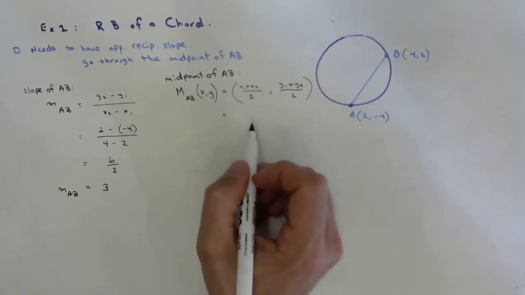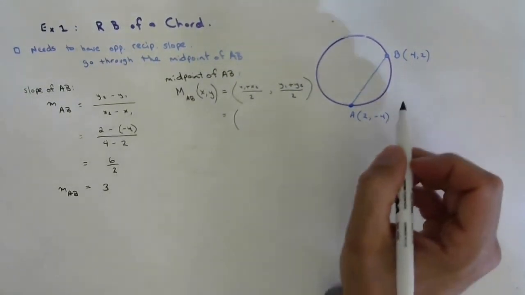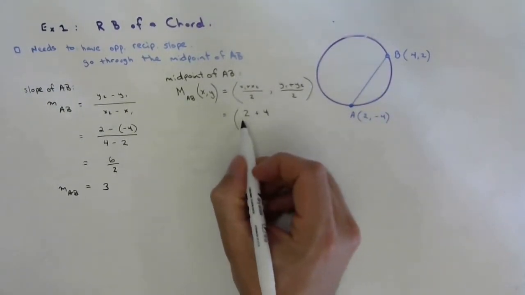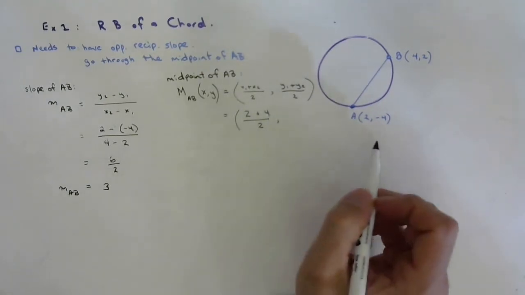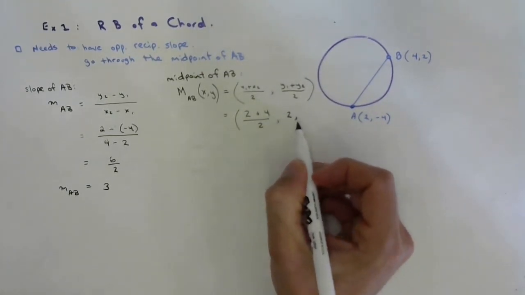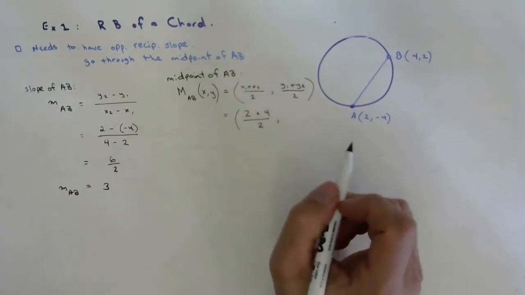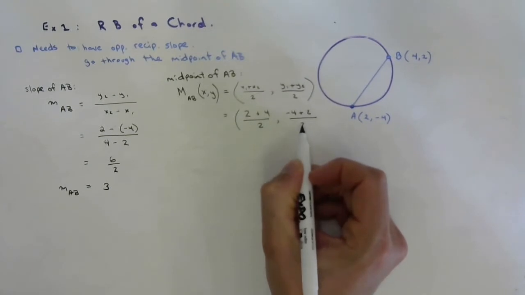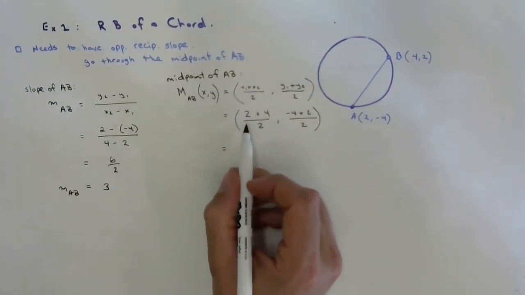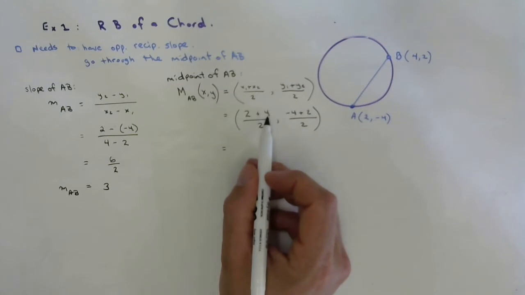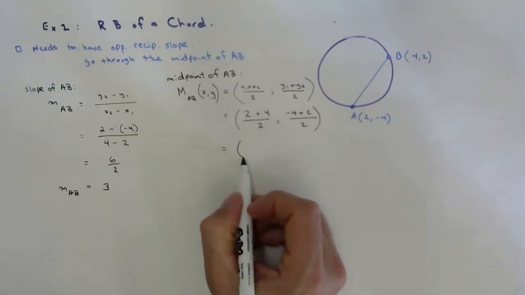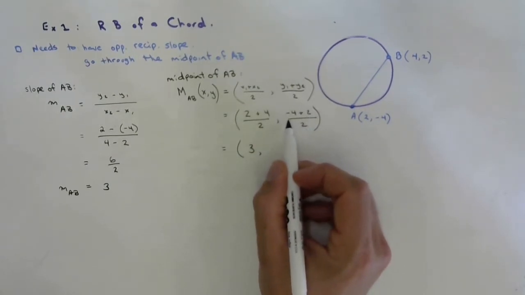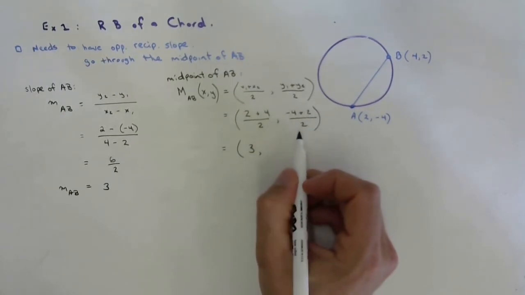And this is a bit easier to plug in. I'm going to plug in the x value from A, that's 2, plus the x value from B, that's 4, over 2. For y, I should do it the same way that I was doing it: negative 4 plus 2 over 2. Close it off. Simplify. 2 plus 4 is 6, divided by 2 is 3. Negative 4 plus 2 is negative 2. Negative 2 divided by 2 is negative 1. All right, so there's my midpoint.